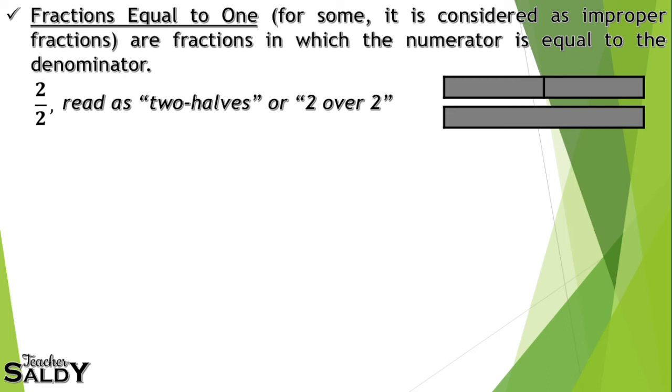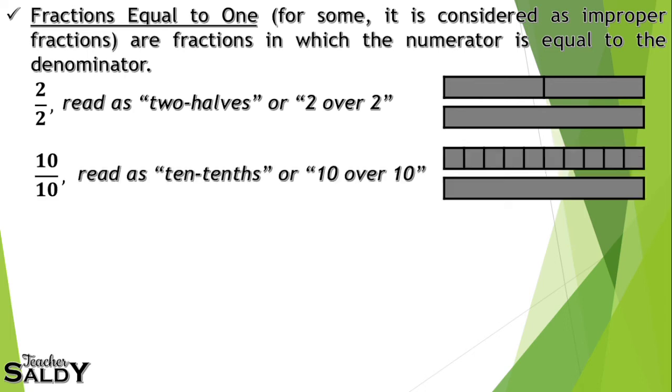The first example is cut into 2, and then 2 equal parts are taken, or 2 equal parts are shaded. So that's 1 whole. You see, it is equivalent to 1. Next is 10 over 10, or 10/10. So 10 equal parts, and then 10 equal parts are taken, or 10 equal parts are shaded. So that's equal to 1 whole.